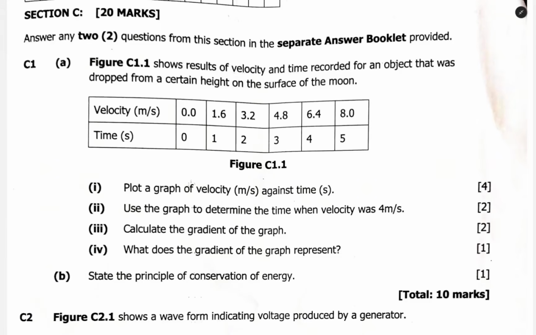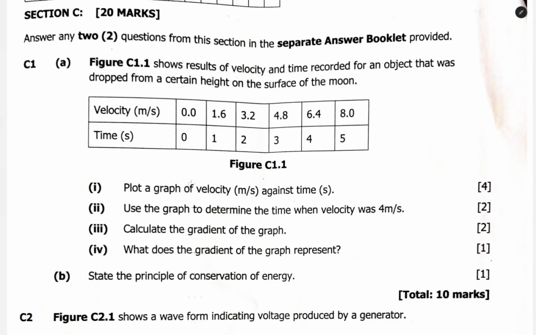So in this video, let us finish with section C of 2024 GCE Science Paper 1. So we are answering section C. That is the last part where you get to choose 2 questions out of 3 questions that are given. So we are going to answer all the questions. And the statement on top, the instructions: answer any 2 questions from this section in a separate answer booklet.